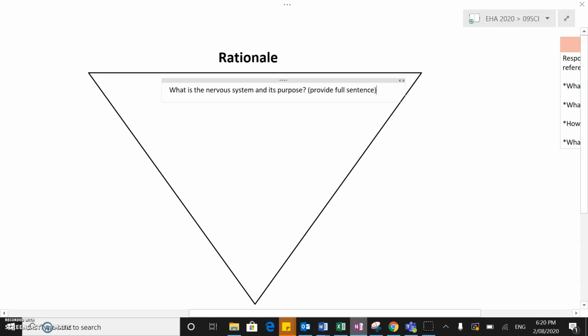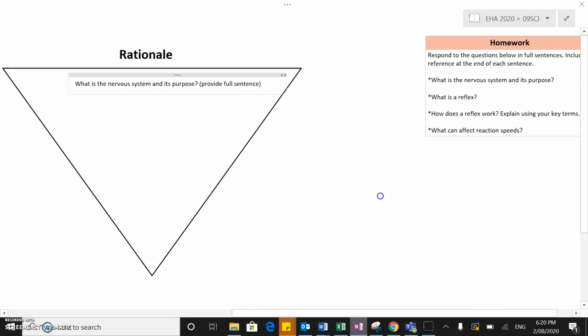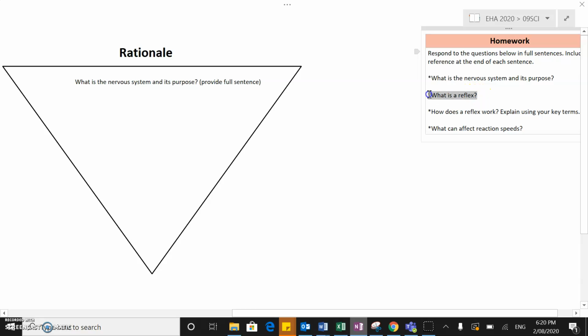More specific to the nervous system, what could you then talk about? What would be your next step? Well, the nervous system and the components of the nervous system form our reflexes.